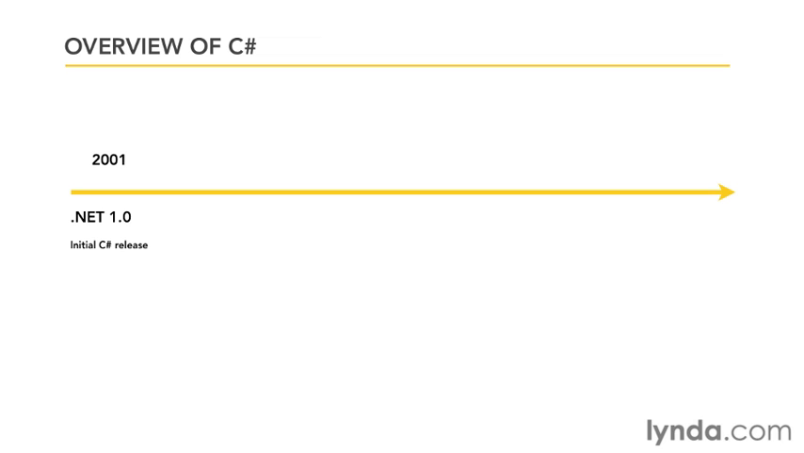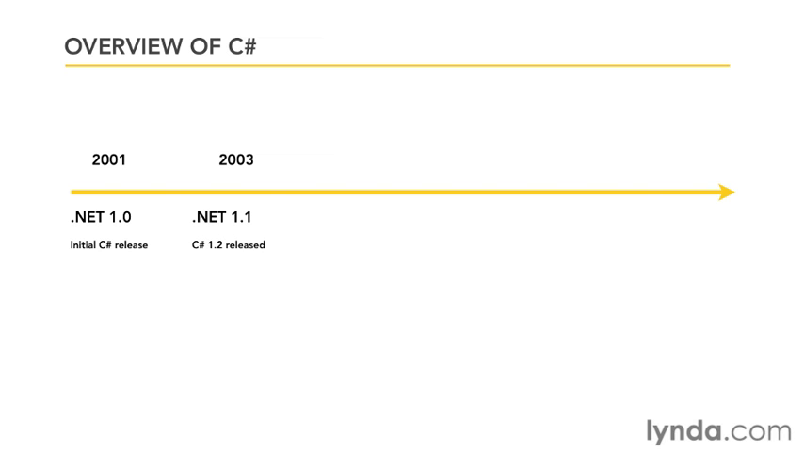C# got its start way back in 2001. This was when Microsoft released the first version of .NET, that was .NET 1.0. That was where C# burst onto the scene. And it continued along for a couple of happy years until 2003 came along, which was when Microsoft released .NET version 1.1.